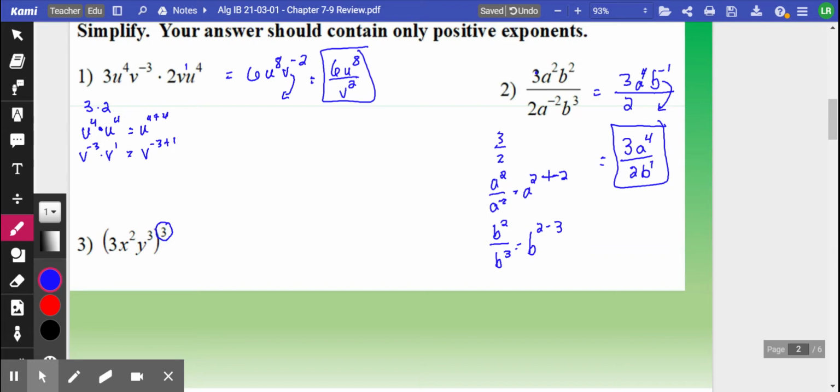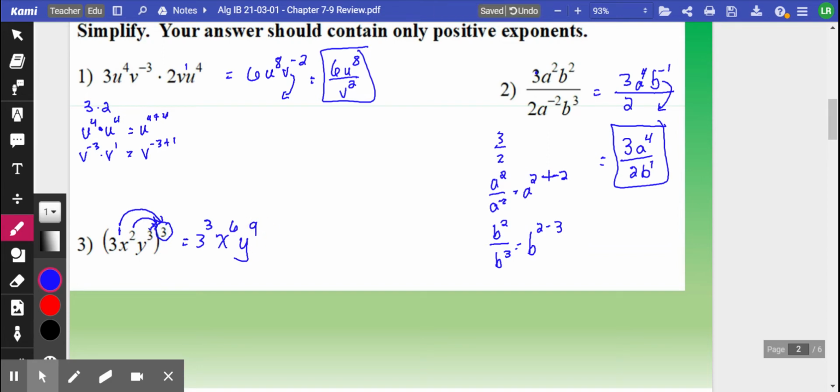So what it says I'm allowed to do is multiply each exponent. So 3 to the first, x squared, y to the third. I'm allowed to multiply each exponent by this 3. So for the 3, 1 times 3 is 3. For the x, 2 times 3 is 6. And for the y, 3 times 3 is 9.